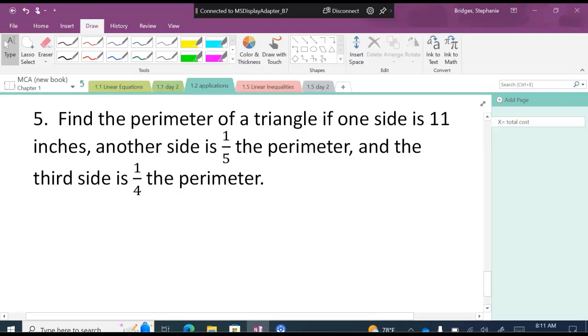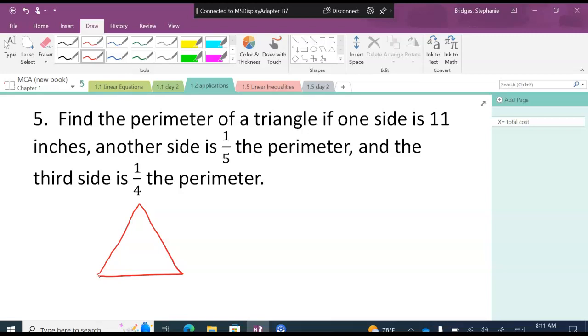So let's start with this. How many sides does a triangle have? 3. So I personally like to draw pictures, and look, I am not an artist. That is not a very good triangle, but I like a visual so that when I go to work my equation out, I have a picture to look at.